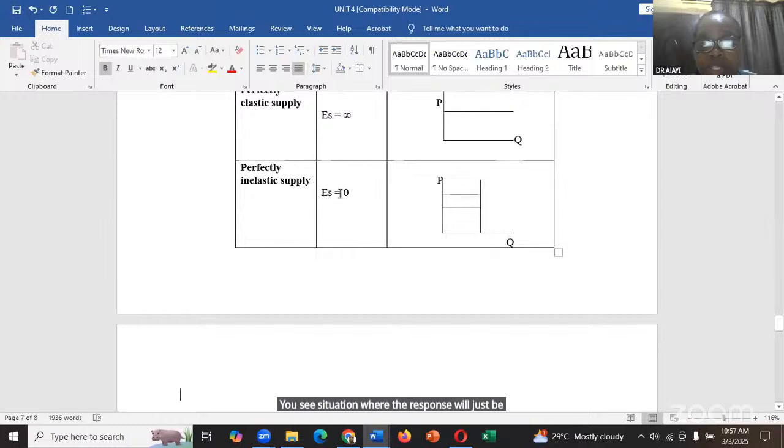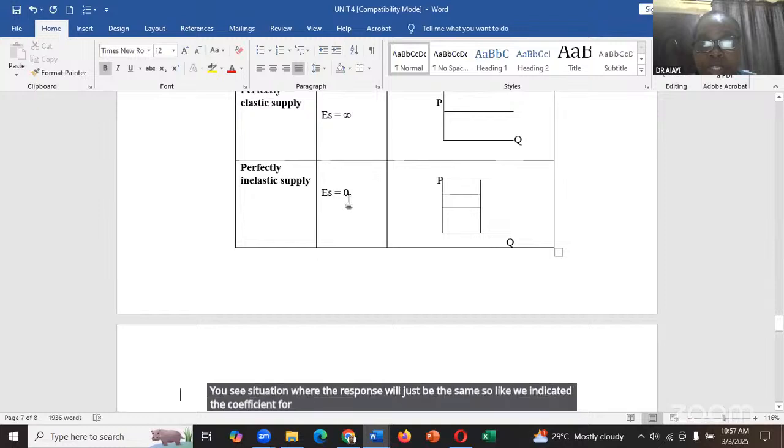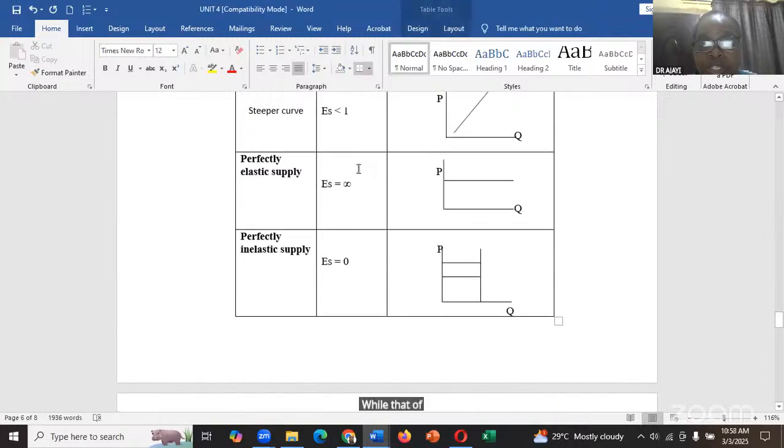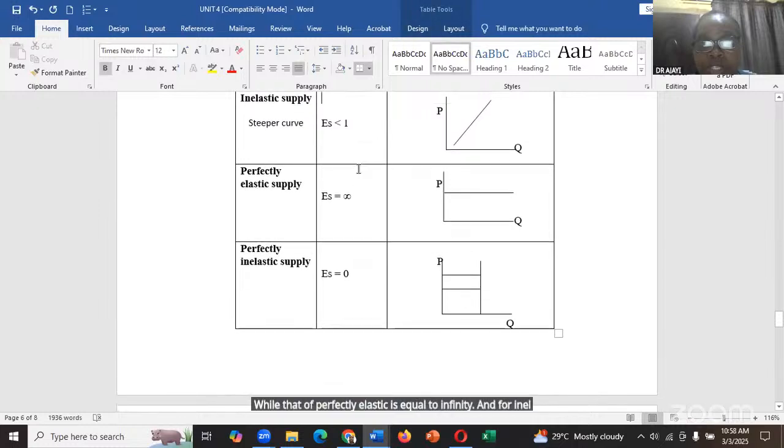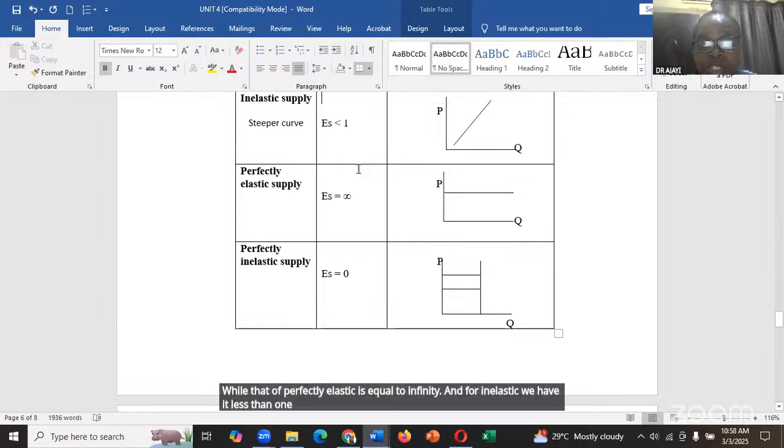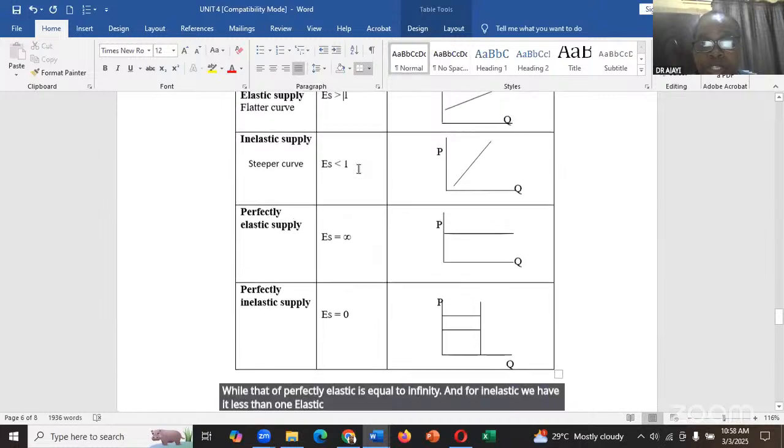So like we indicated here, the coefficient for perfectly inelastic supply is equal to 0, while that of perfectly elastic is equal to infinity. And for inelastic, we have it less than 1. For elastic, we have it greater than 1.